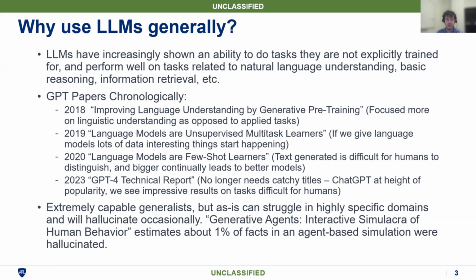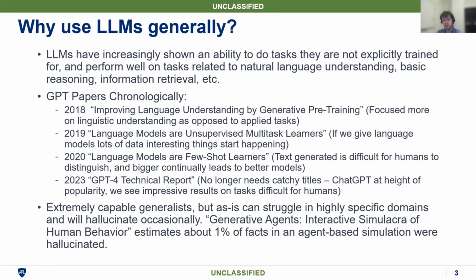In 2020, we have the GPT-3 paper, Language Models are Few-Shot Learners. So moving from fine-tuning to this idea of, okay, if you just give it a few examples of the task you want to do, it's pretty good. The text generated is difficult for humans to distinguish. And the other big thing is bigger is better. This was one of the papers where everyone started going, okay, this language modeling is not about being clever in the architecture as much as it is about more data and larger models. The more data we give it and the larger we can go, the better the results are.